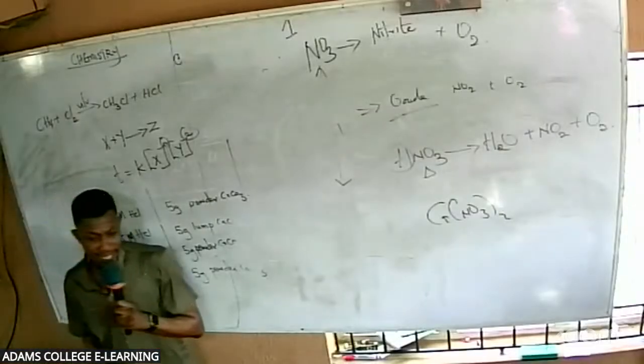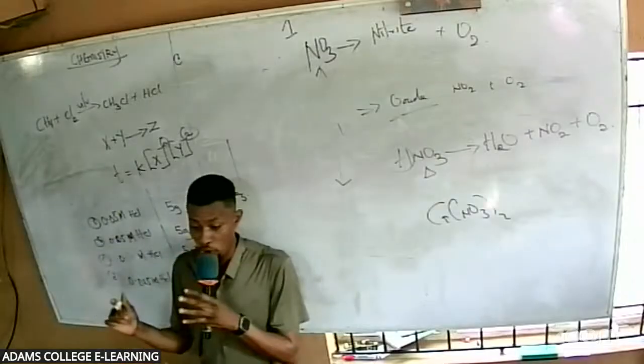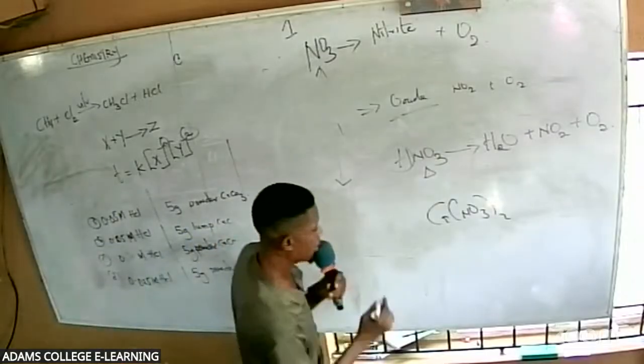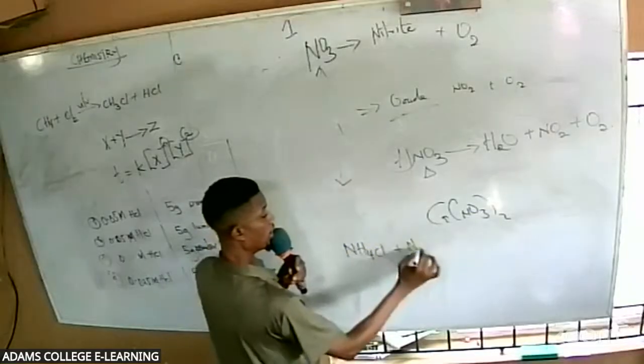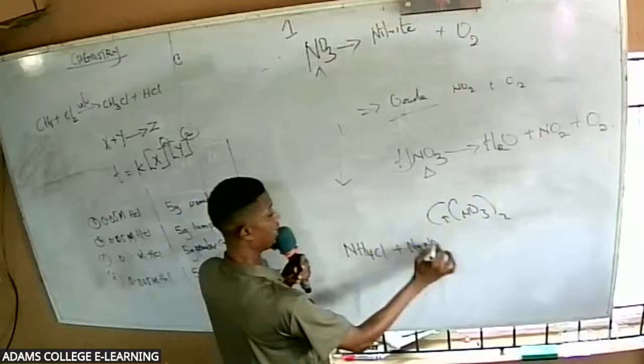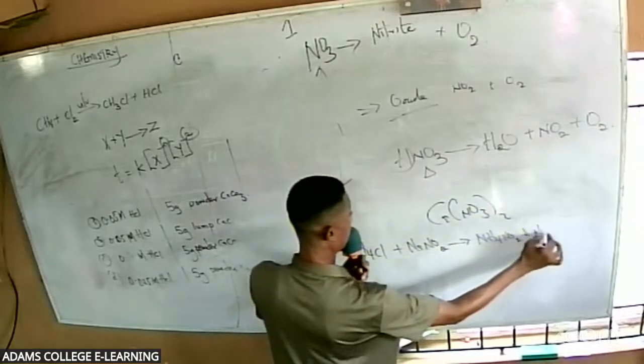Okay, if you cannot use ammonium nitrate directly, so what do we do? We have a mixture of what? Salt. What's the mixture of that salt? We can use ammonium chloride and NaNO2. So this will give us what? Ammonium nitrite plus what? NaCl.